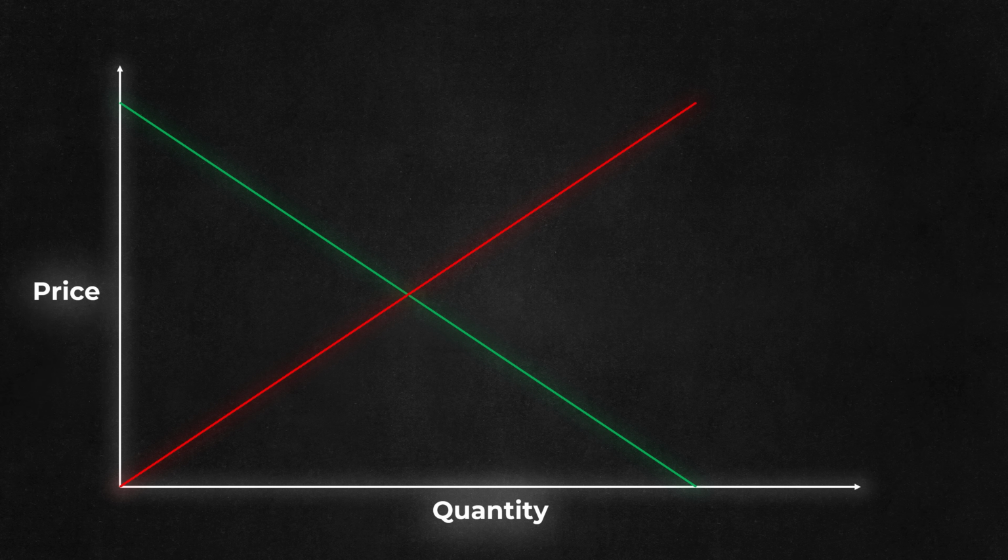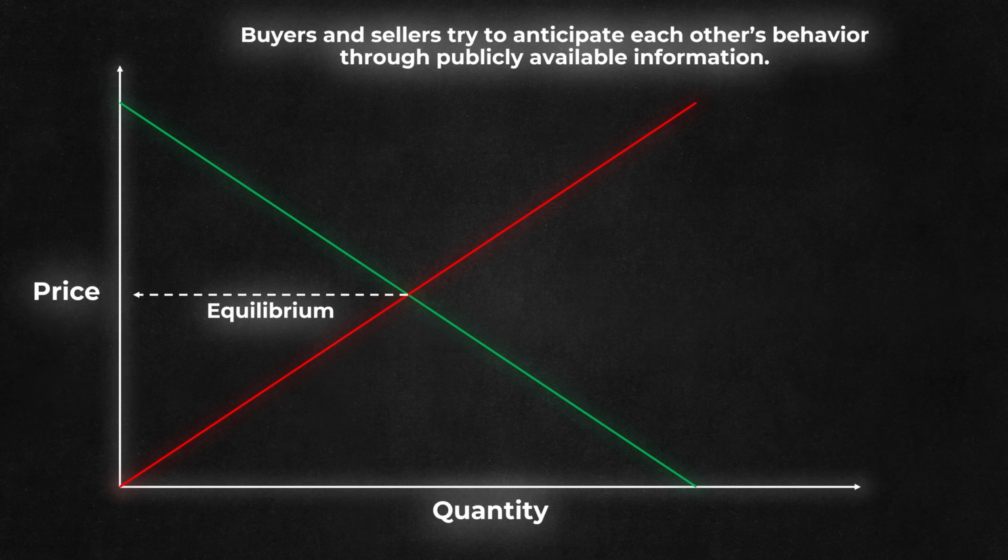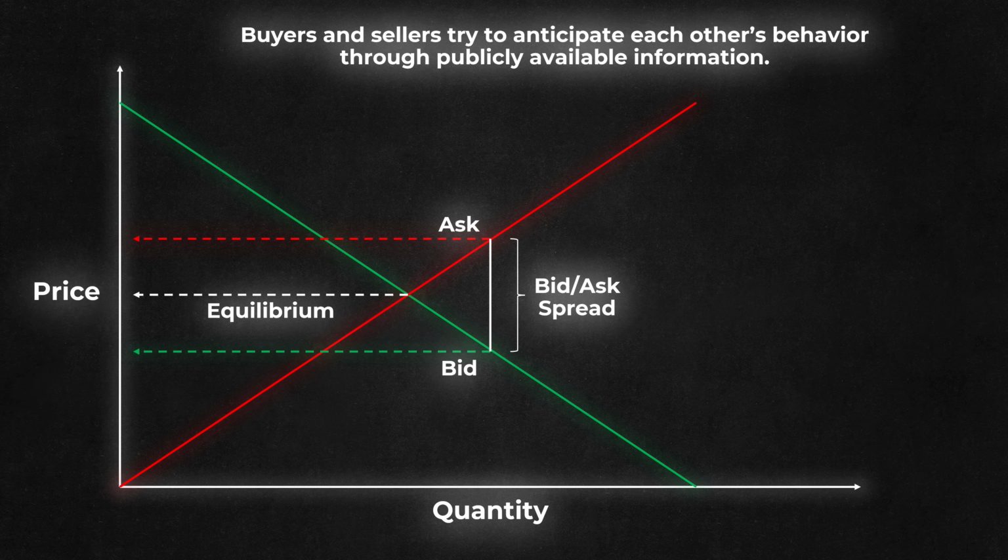Notice that there is a conflict of interest between buyers and sellers. The point where the supply and demand curves intersect is the current price. It represents a compromise between buyers and sellers. However, that's just the theory. In the real world, buyers and sellers try to anticipate each other's behavior through publicly available information. The consequence of that is that there is always a gap between the highest price buyers are willing to buy and the lowest price sellers are willing to sell.